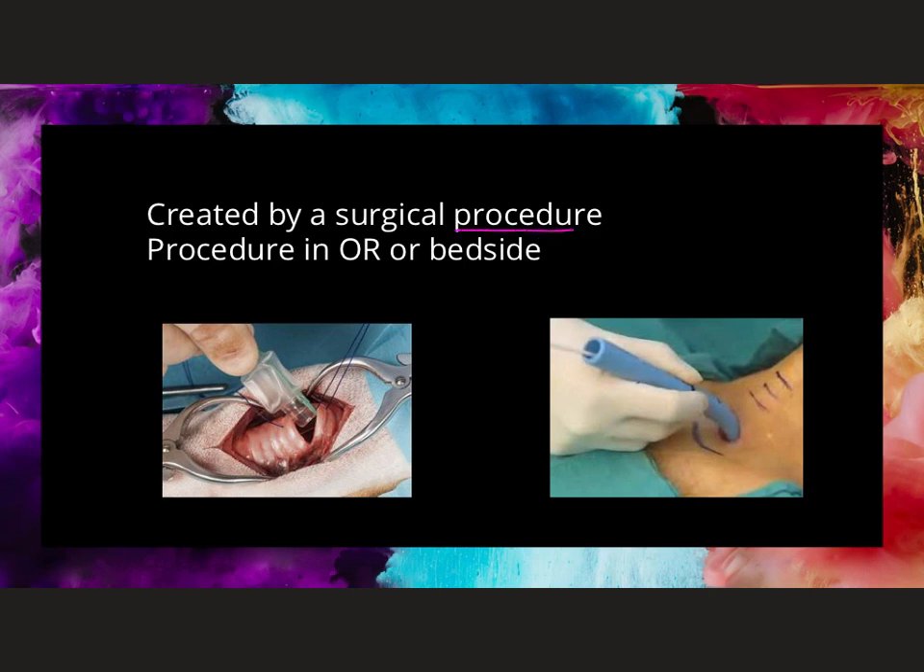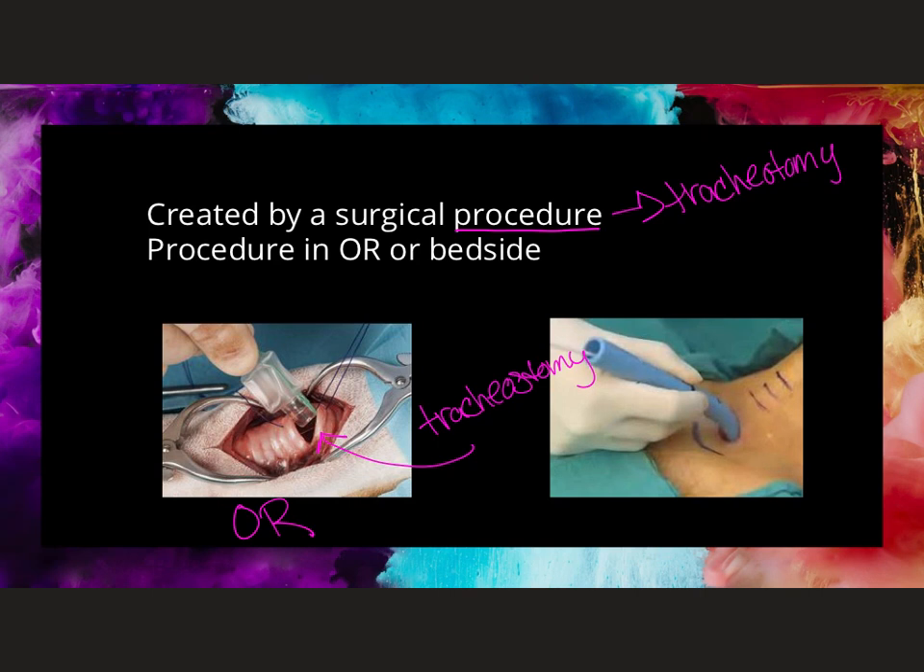So remember, the procedure itself is called tracheotomy, and establishing the opening is the tracheostomy. The incision should be between the second and third tracheal ring. When it's done in the OR, so this is our OR, and this is bedside, that is called a percutaneous trach.